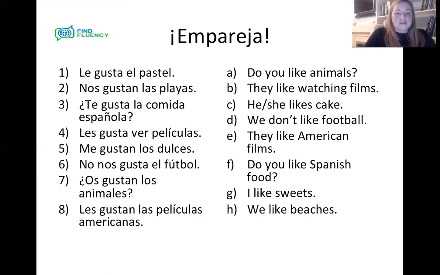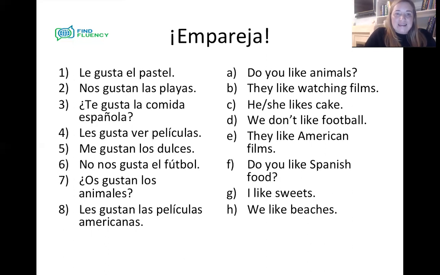And number 8, les gustan las películas americanas. So matching these up with our correct answers on the right. Again, if you do not want answers or you're not ready for them, please pause and please play again when you're ready for answers, because I'm going to do the answers now.